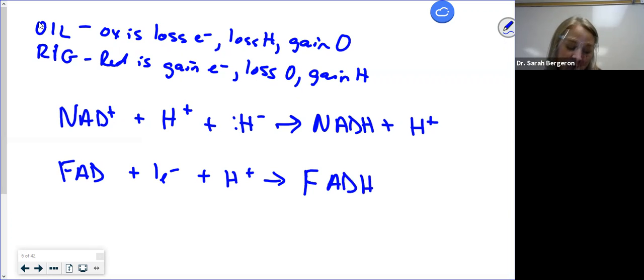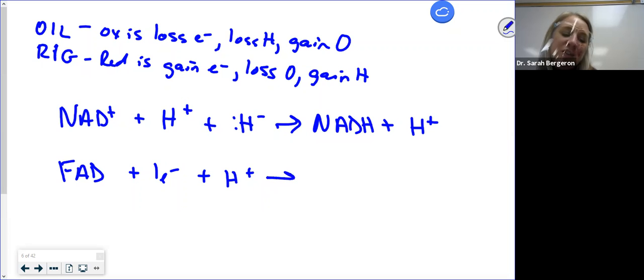You're going to pick up... it's actually a 2-step mechanism. I should have written that. It's actually a 2-step mechanism. So we'll just put, well, you don't need to know the 2 steps, just do that. What do you get? FADH2, okay? So now you have those energy carrying molecules.